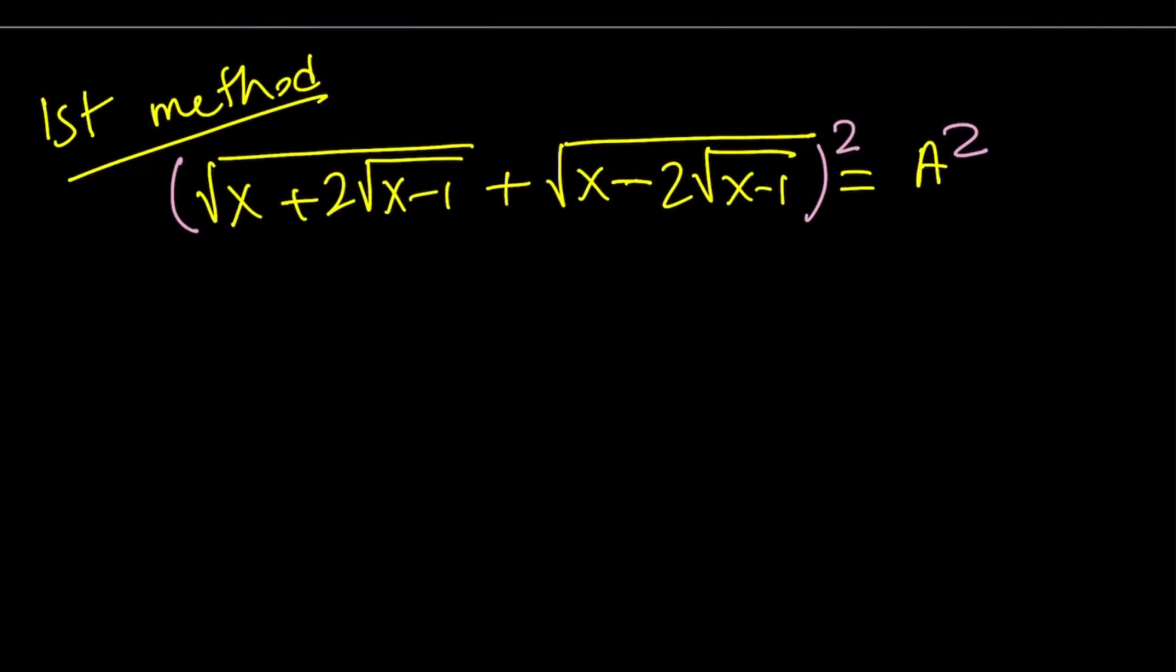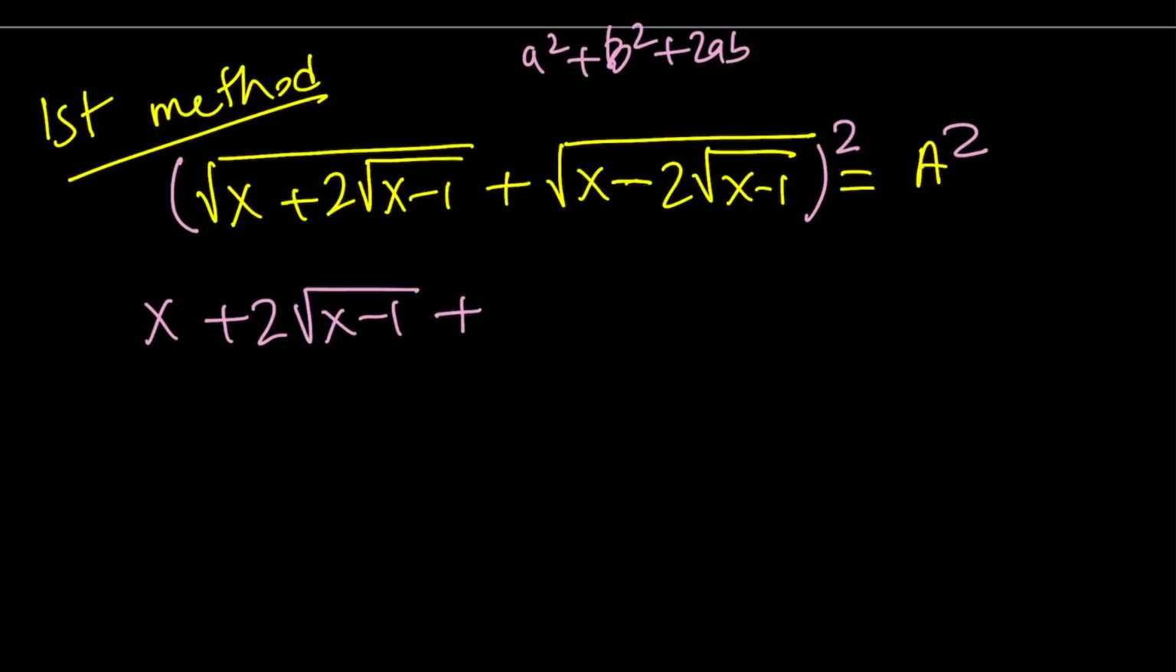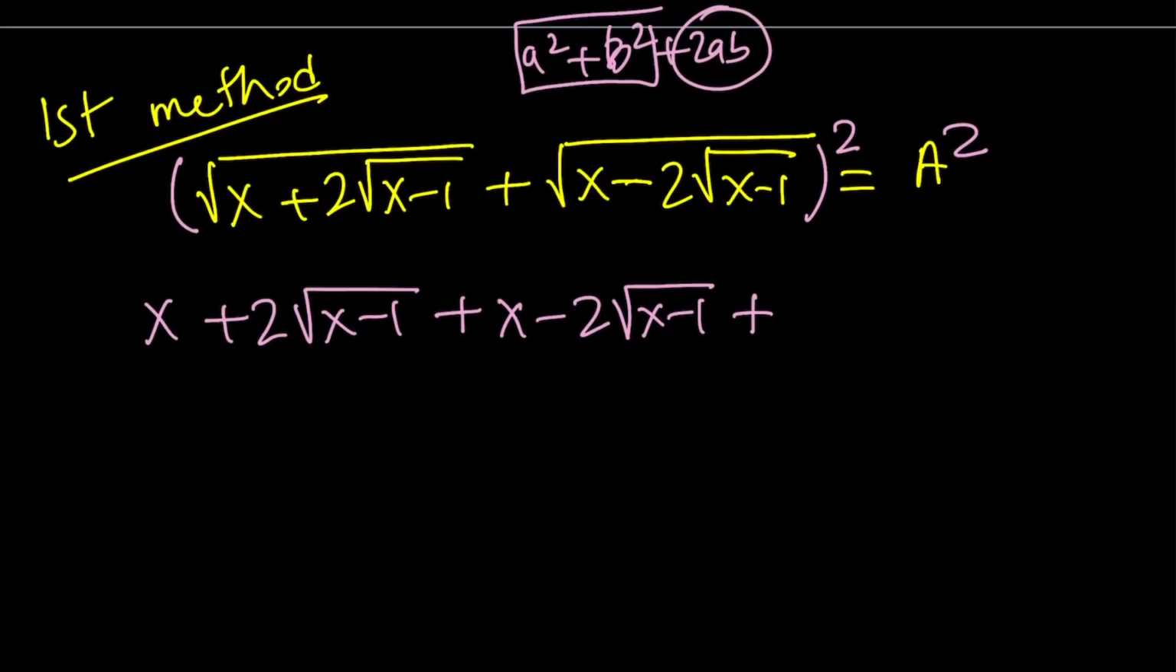Let's see what happens. When I square both sides, the first one is basically going to be x plus this. For the second one, I want to do a plus b quantity squared as a squared plus b squared plus 2ab, so I want to have the squares first. Doesn't really matter, but it's easier. x minus 2 times the square root of x minus 1, and then finally 2ab, which is 2 times the product of the first and the second terms. And that's going to give us, from difference of two squares, a squared minus b squared.